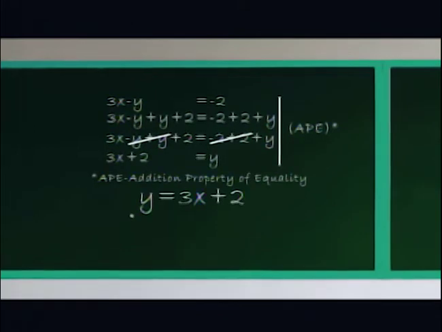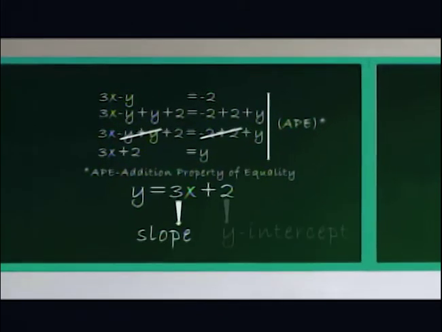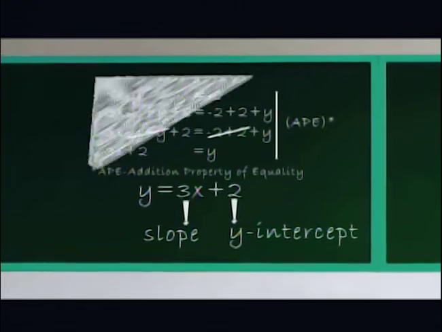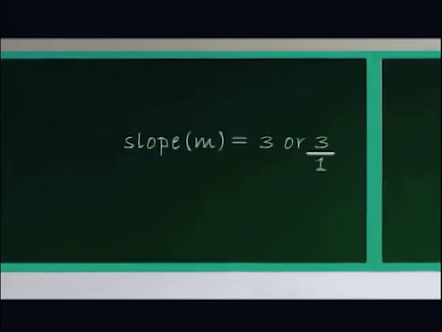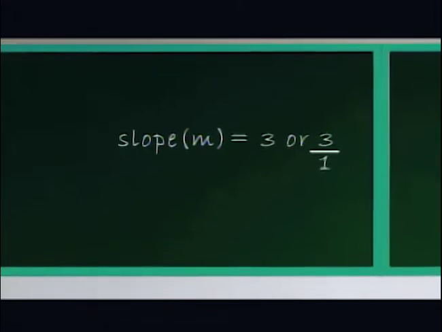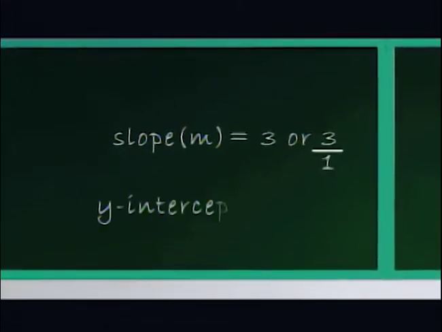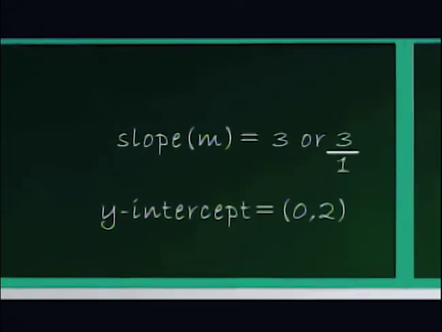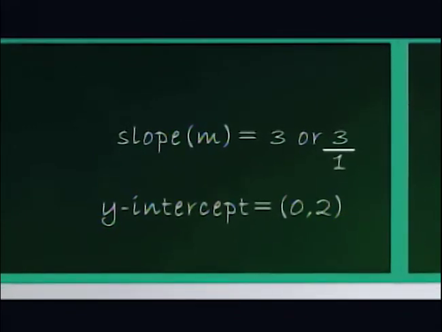From here, we could already identify the slope and y-intercept of this equation. The slope of the line is equal to 3, or as a fraction, 3 over 1. And the y-intercept is (0, 2). We assume here that the x is 0.